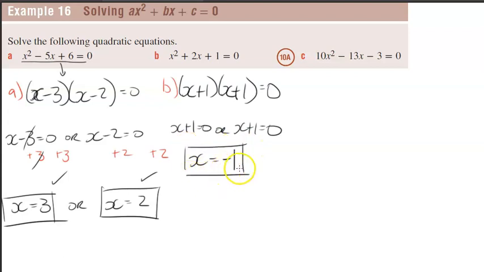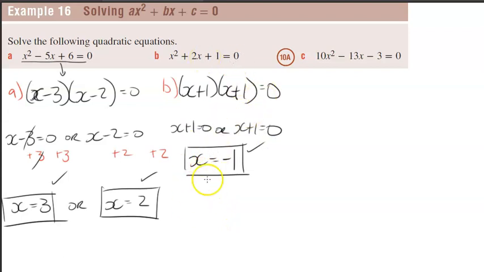When you substitute x equals negative 1 into here, negative 1 squared is 1, plus 2 times negative 1, which is negative 2. So 1 minus 2 gives me negative 1, plus that 1 again gives me 0. It's the only solution that works.